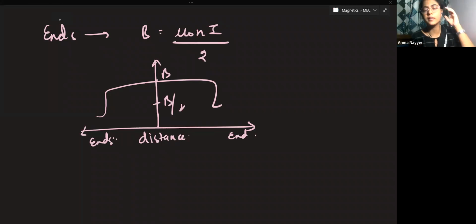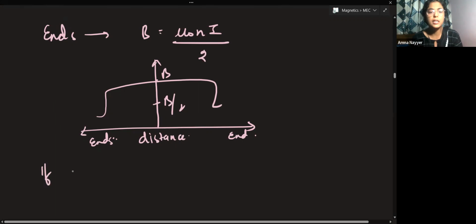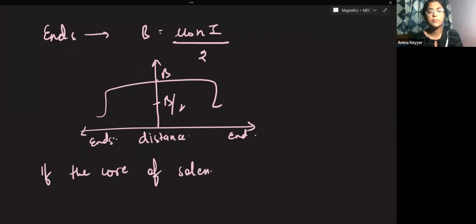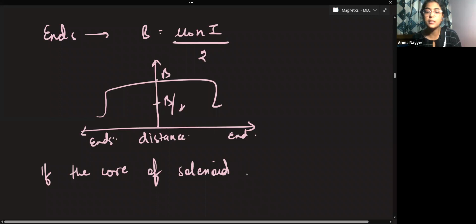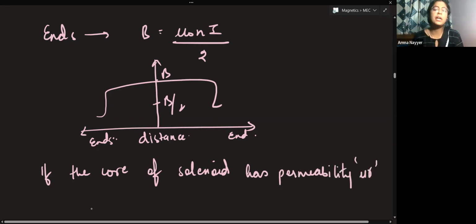Just make a note of this point, that this is mu naught Ni. If a different material is used which has a different permeability, that is, if the core of the solenoid is made up of something else which has relative permeability mu r, then you have to multiply that also. If the core of the solenoid has permeability mu r, then multiply it. It becomes mu naught, mu r, then Ni. Keep this also in mind.